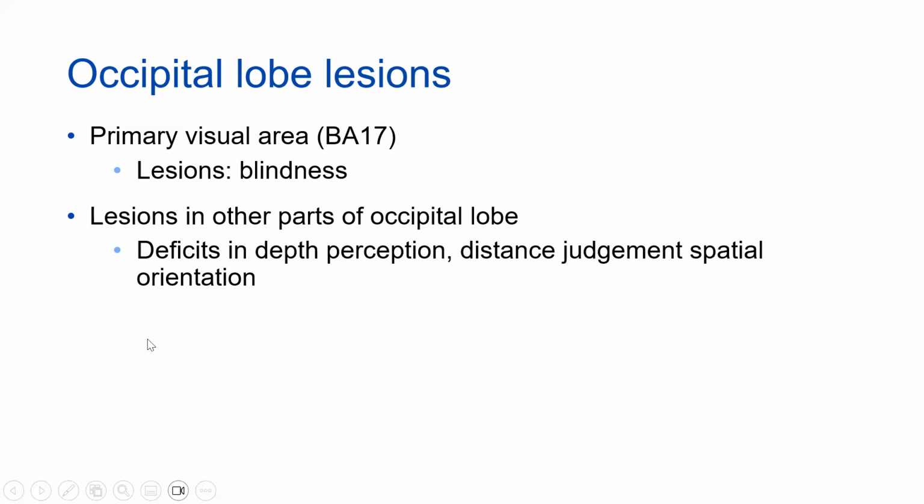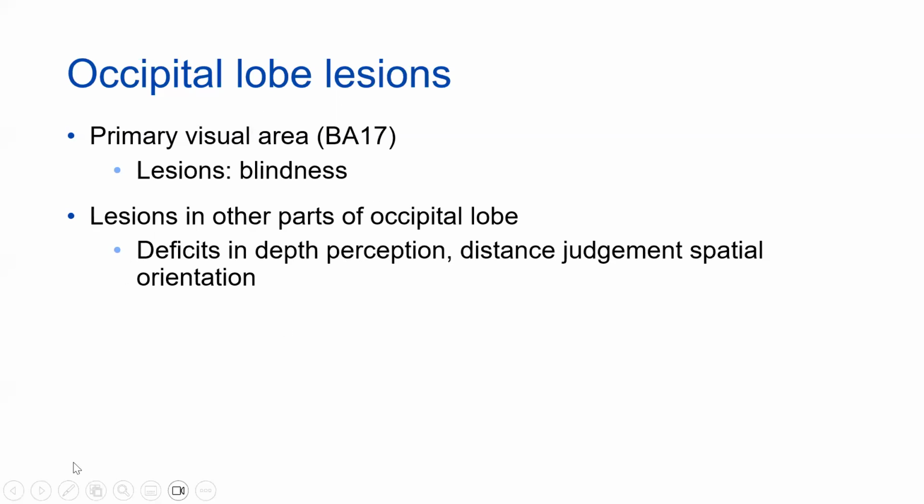Occipital lobe, again, in general, is for vision. Lesions of the primary visual area can lead to blindness, and lesions in other parts of the occipital lobe, again, are still in relation to vision. So depth perception, distance judgment, spatial orientation.